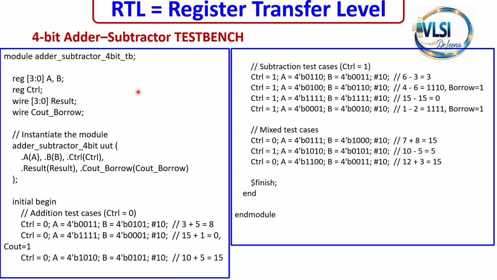That is, first we are going for input and output assignment and then instantiating the module. Then we give different test cases. One is for addition, one is for subtraction, and then mixed test cases. And then finally we end the module. Now let's see the output table, how it is going to come.